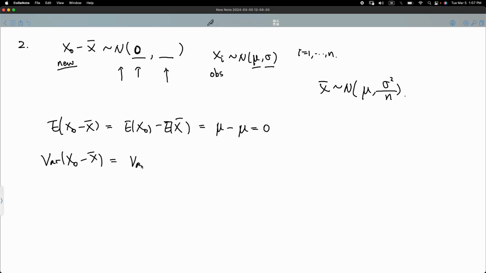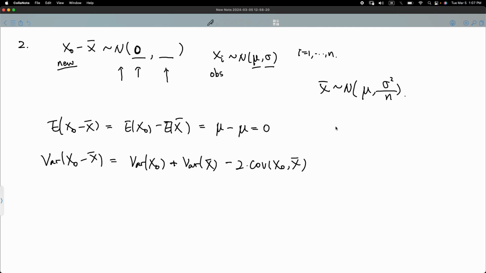Yeah, so it should be the variance of the individual x0, and then a plus, because you need to square the -1 from here, so it's a plus the variance of x bar, and then minus 2 times the covariance of x0 and x bar.